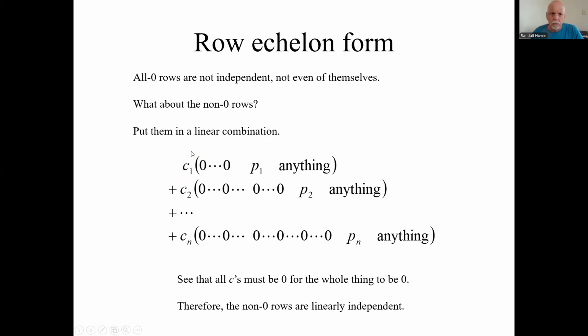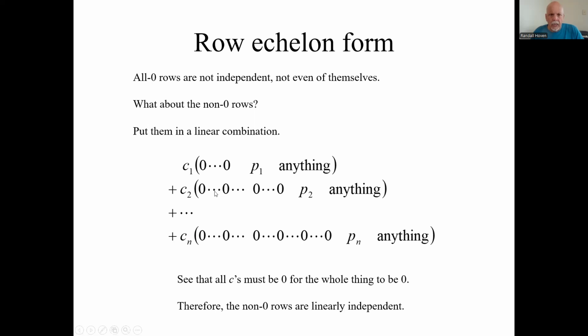Or if the only way you could do it is make all the C's 0, then they're linearly independent. And we'll look at this first pivot. These P's are the pivots. This first pivot, it's going to have all zeros below it. So the only way to make that result zero in the sum is to make this C1 zero. So that guy has to be zero.